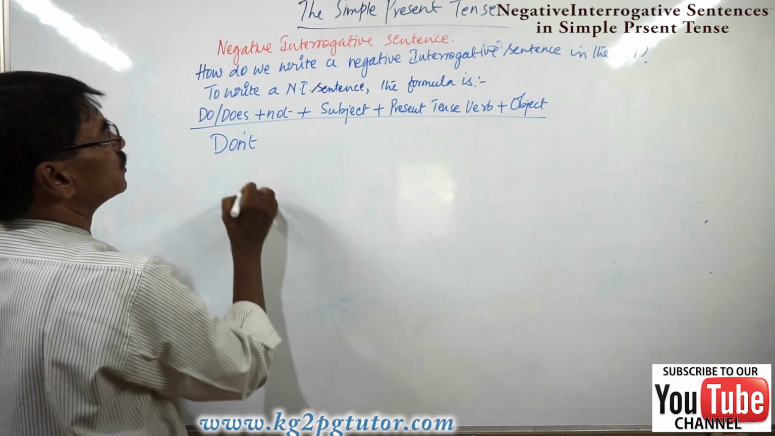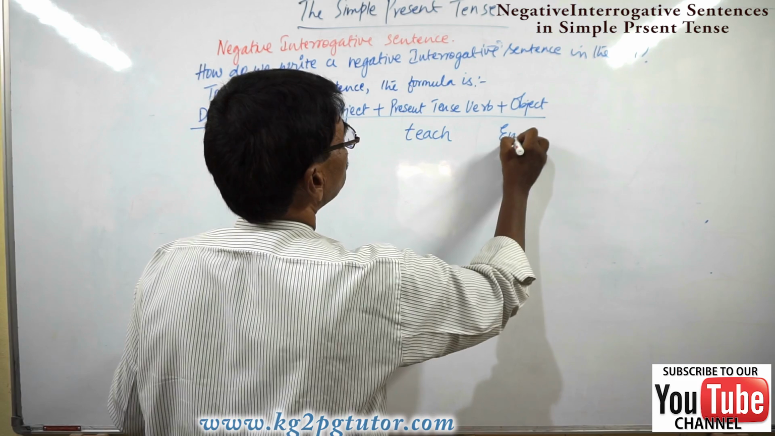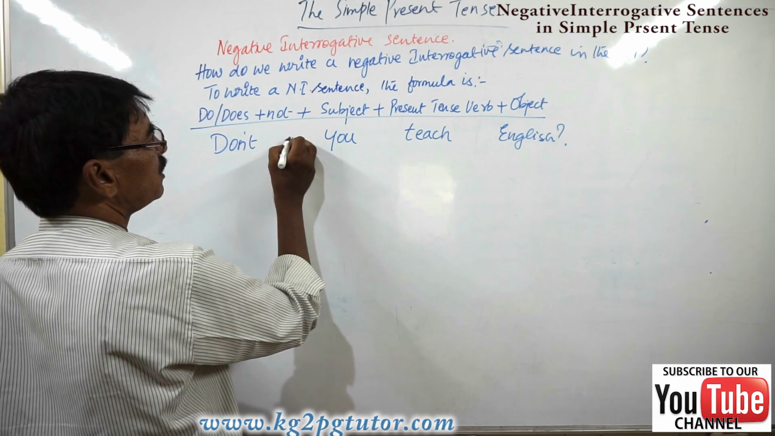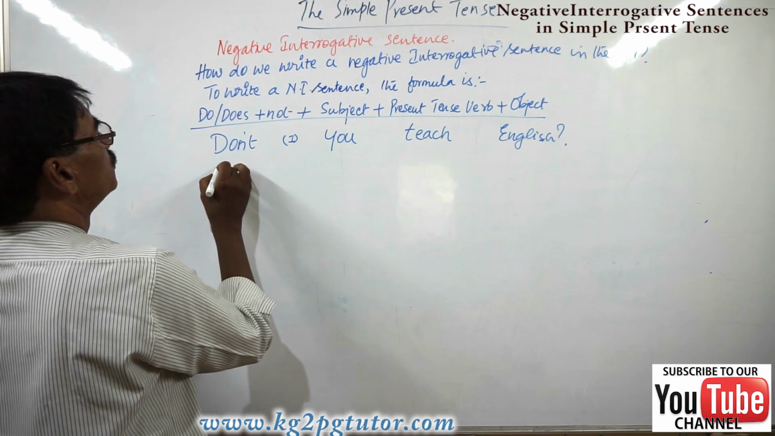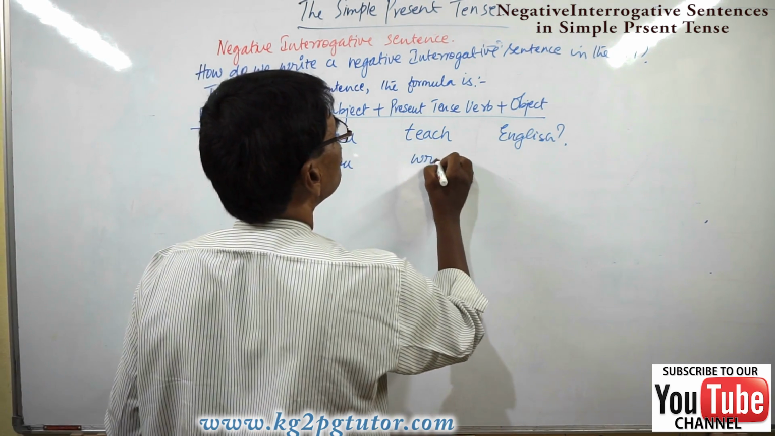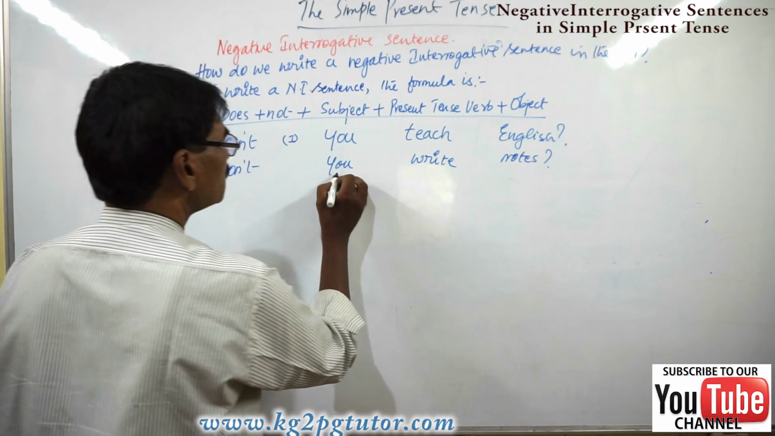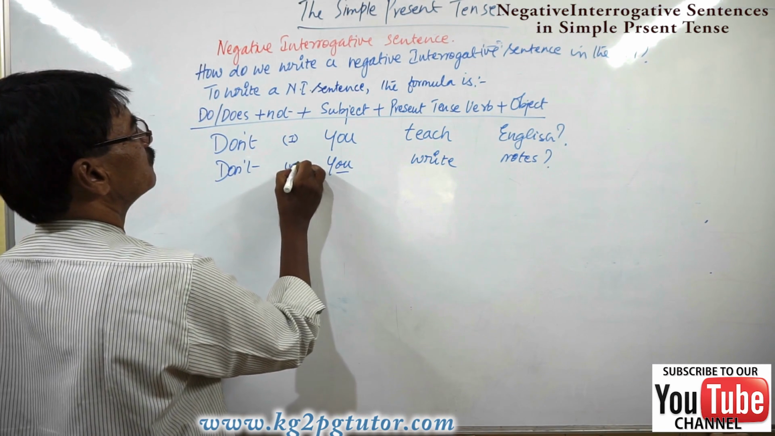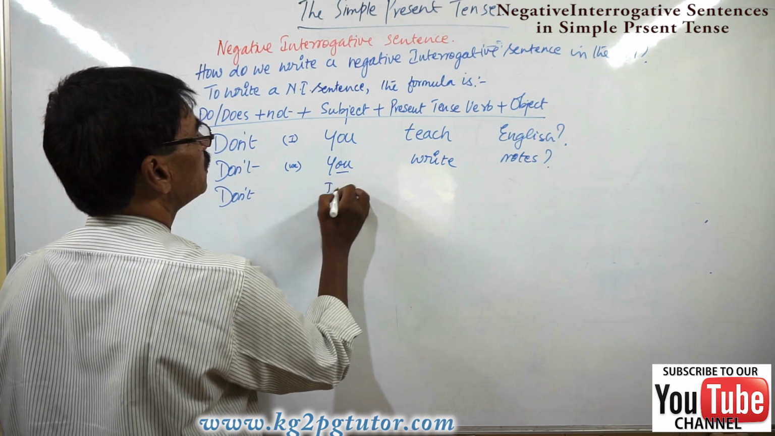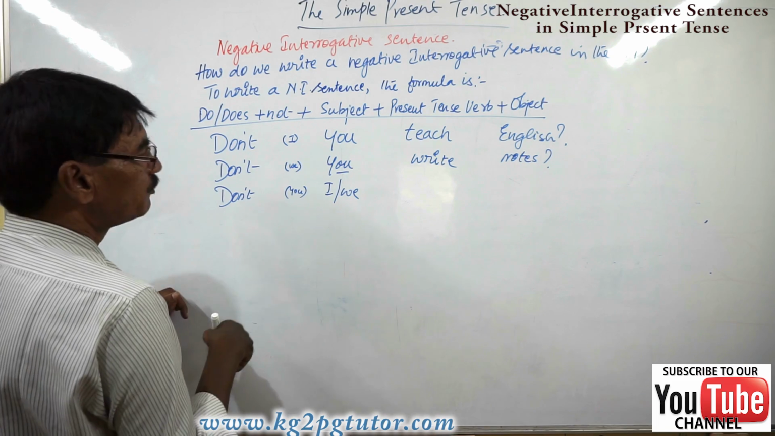Don't: do plus not, don't. Don't you teach English? Here we are using this you for a singular person, that is I. Don't you write notes? Here we are using this you for plural, we. Don't I or we. We are using this you for singulars or for plurals.